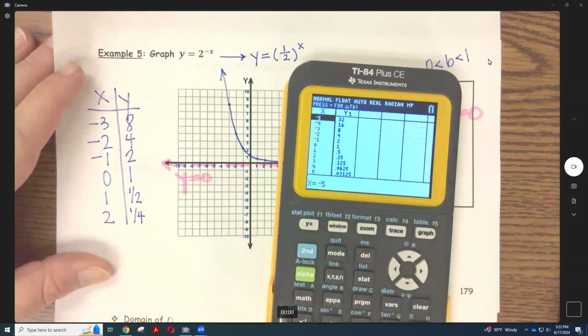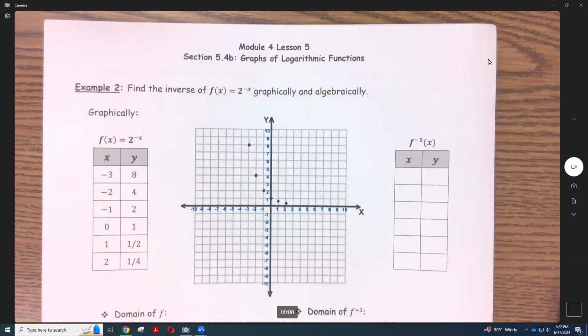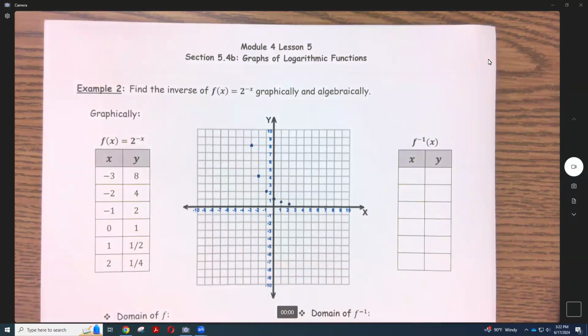And I went here to my table and copied down some values. So I just took these values here and put them here. And I went ahead and already plotted those. So if you want to pause the video and get those plotted so you can get caught up.